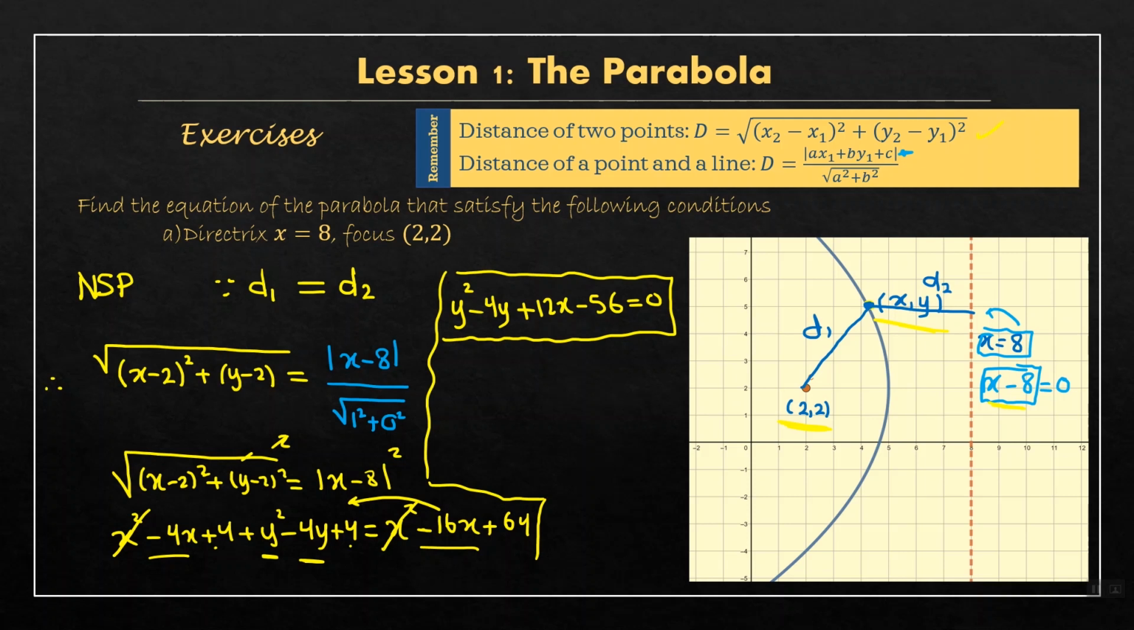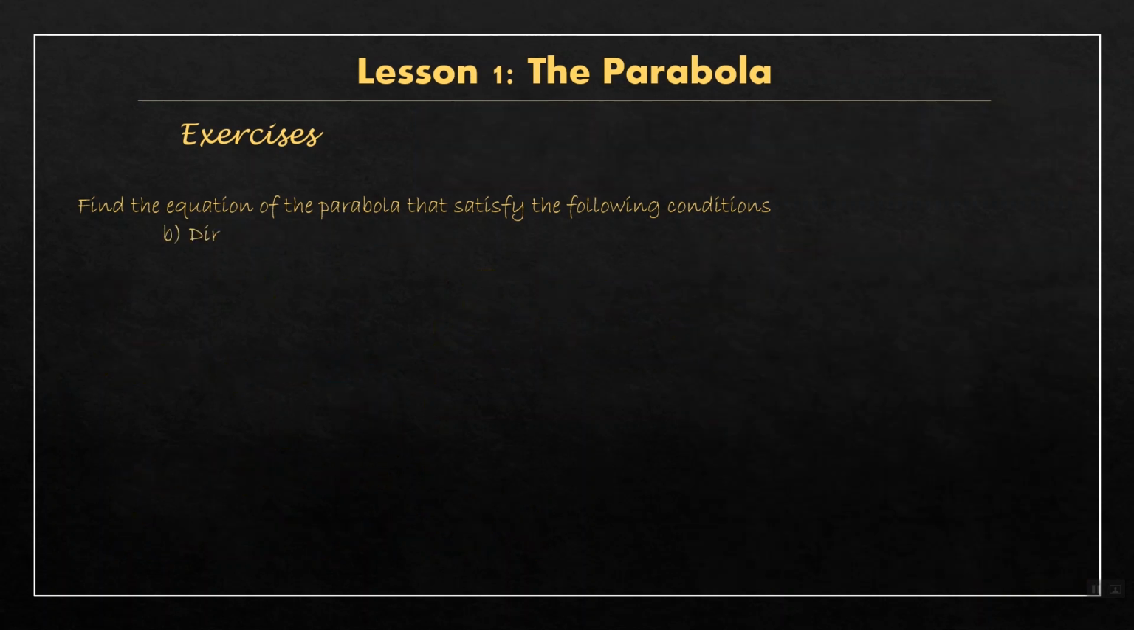This is the equation of the parabola in a non-standard position. You see, there are not too many steps. They're just 4 steps. But you just need to know how to use these steps wisely. I'll show you one more example in non-standard position.